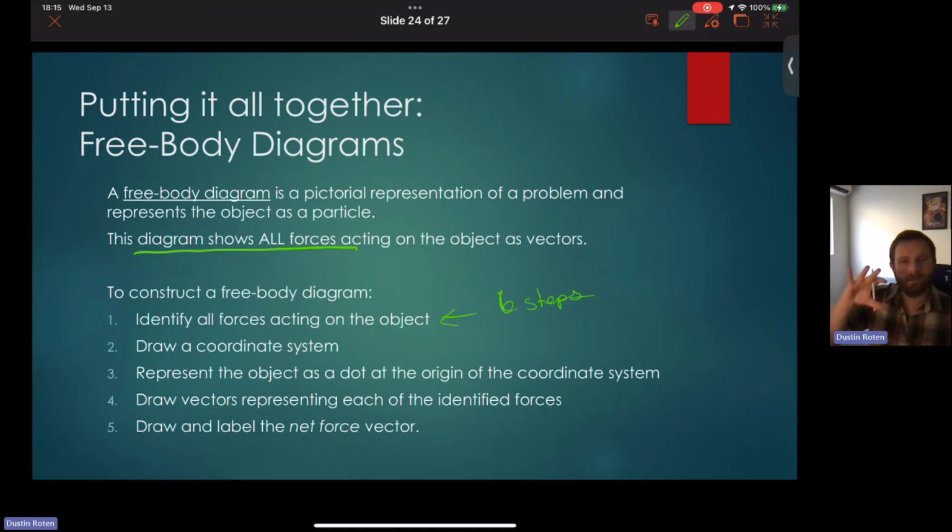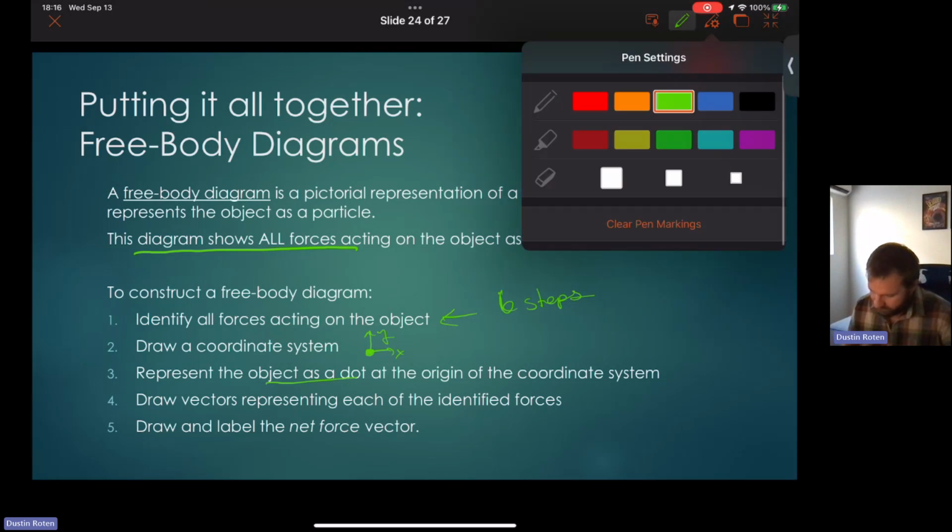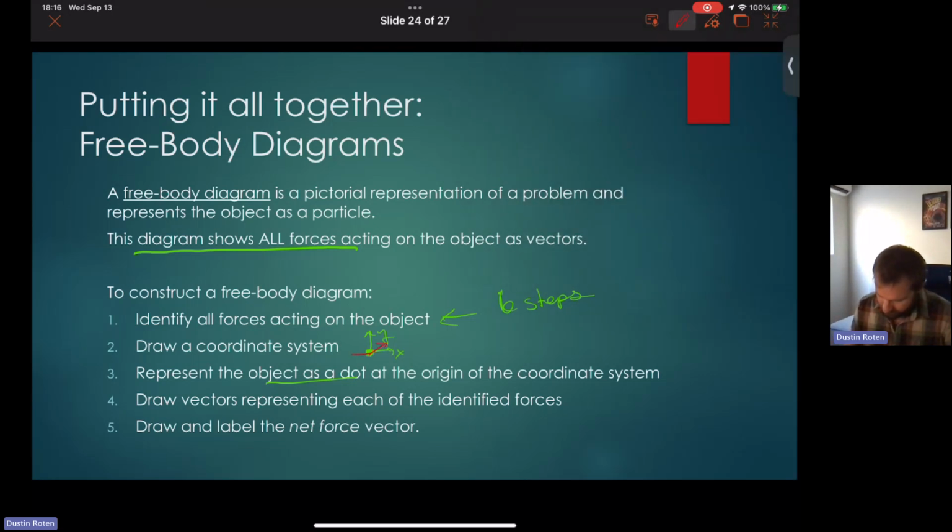Once you identify all the forces on the object, you can draw a coordinate system. We identify our x and our y. Once we draw our coordinate system, we represent the object as a dot. There's our dot at the origin. And then from here, we start drawing all the force vectors for the forces we identified. Maybe we identified a force this way, or this way, or this way. So that's the idea of a free body diagram. We're just going to collect all those force vectors that have been all over the place. Once we have all that done, we're just going to sum the forces.